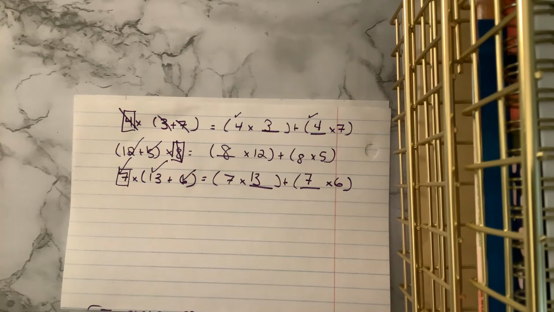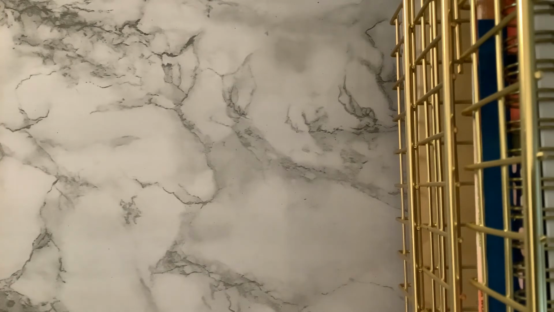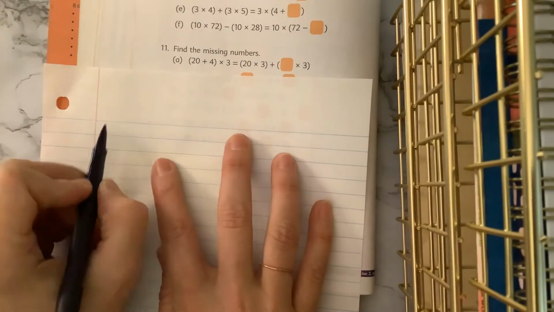Okay, 5th graders, we're going to go to the bottom of page 32, which is a little bit trickier. Some of it's kind of like what we were just doing. Some of it's a little bit trickier, but we're going to give it a go. Okay, starting with 11a.